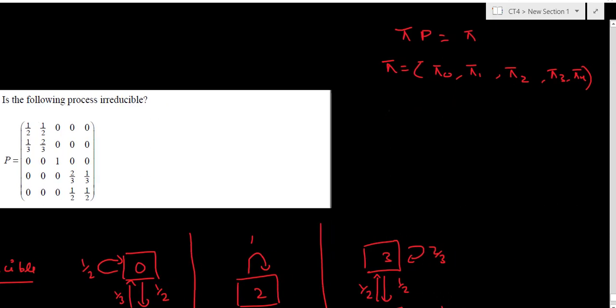So multiplying pi with P, I'll get a few equations, which would be: half pi 0 plus half pi 1 is equal to plus 1 by 3 pi 1.